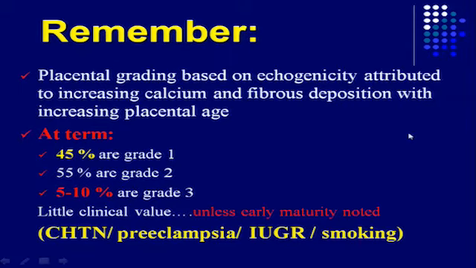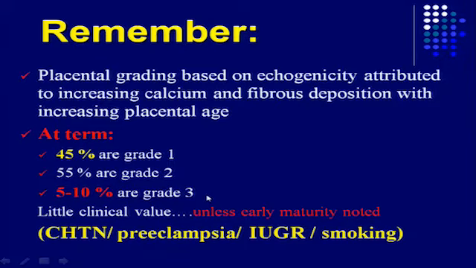So remember, placental grading is based on the echogenicity attributed to the increased calcium and fibrous depositions within the increasing placental age. At term, 45% of your placentas are still a grade 1. 55% are a grade 2, and only 5 to 10% are going to get to that grade 3.